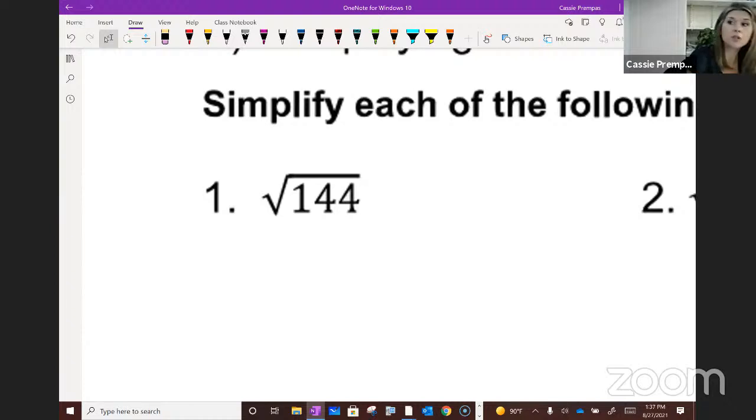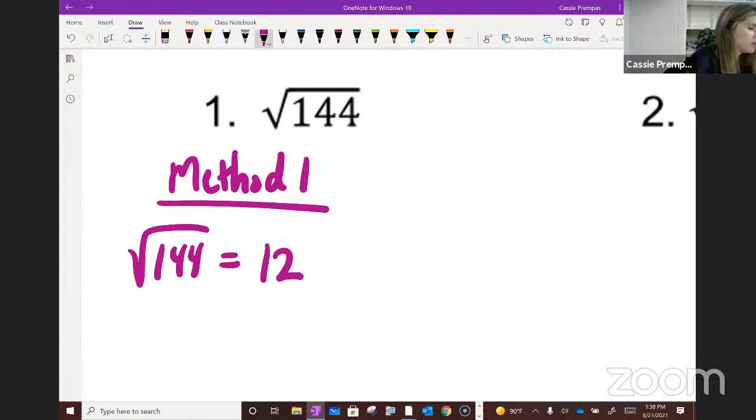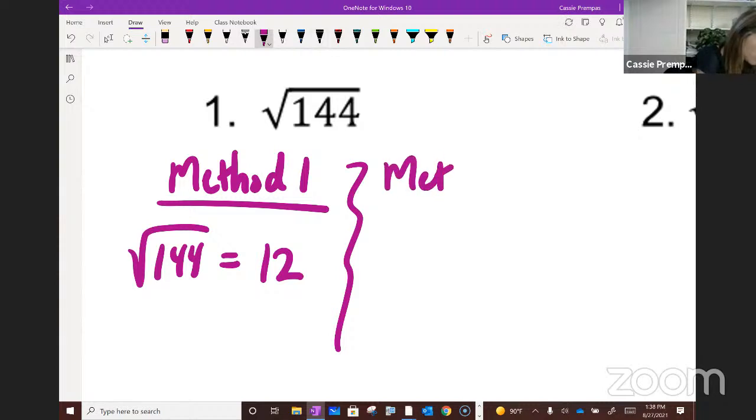Number 1, if I asked you what's the square root of 144, what would be the answer? 12, good. You're using method 1. Method 1 is you know your perfect squares. The square root of 144 is just equal to 12. Method 2 would be if I don't know what the square root of 144 is, I would factor it down. So method 2 really requires factoring.